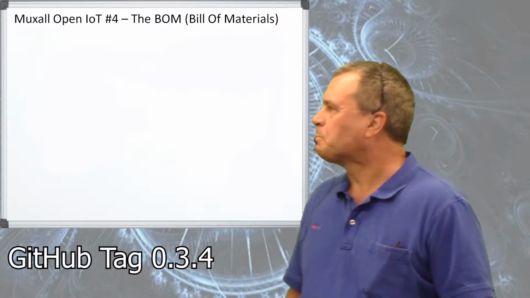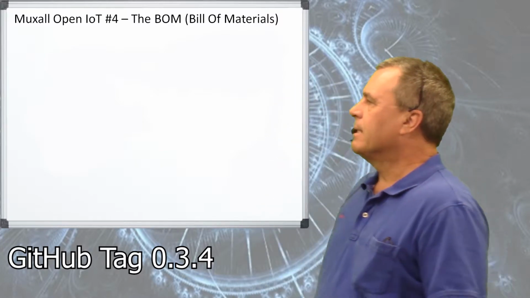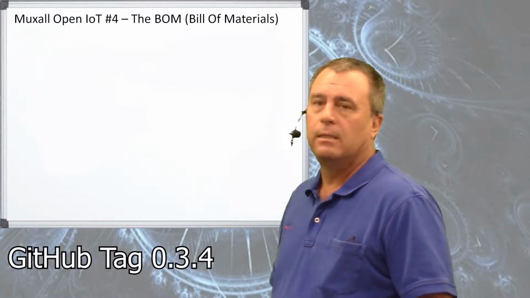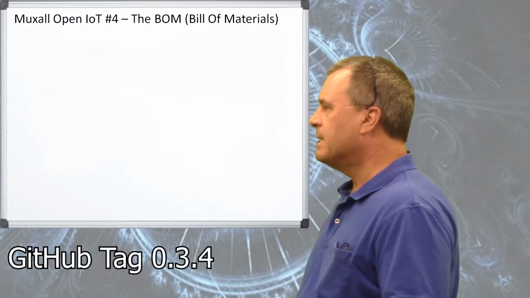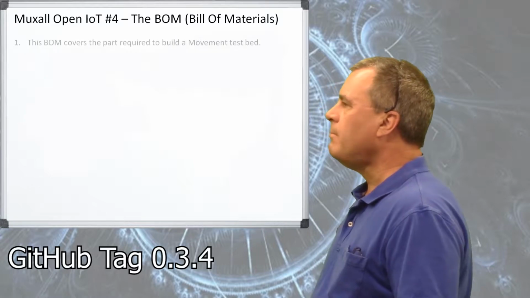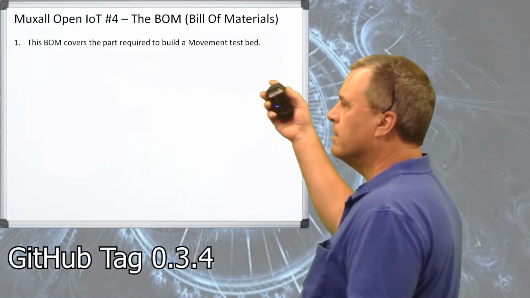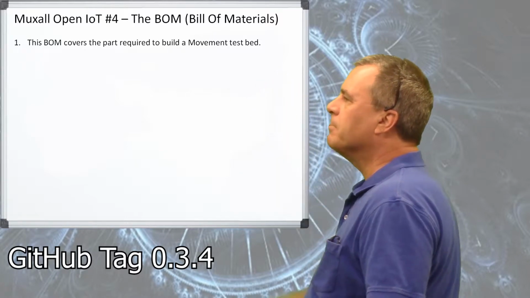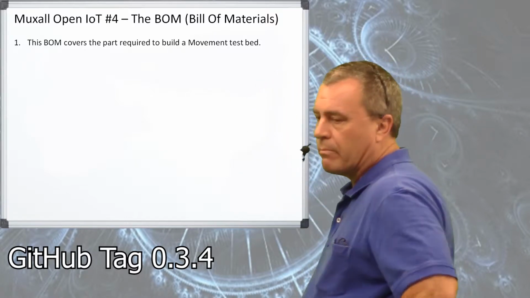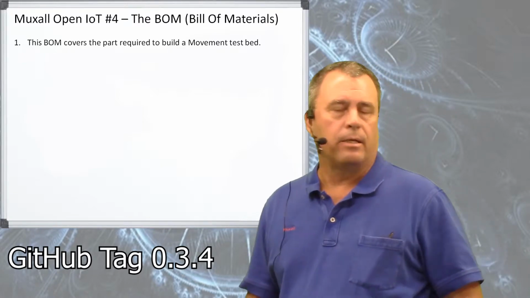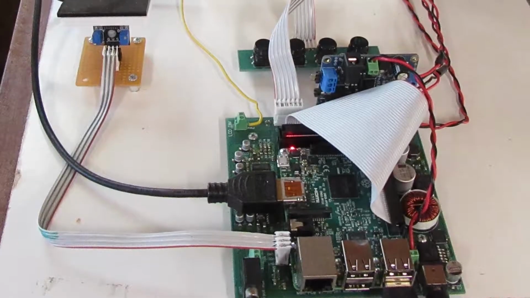Anyway, so what is today's video going to be about? The Bill of Materials for the movement. And actually, this BOM is going to cover the parts required to build the movement test bed, right? And that's basically all the electronics. And I'll show you a picture of it here.